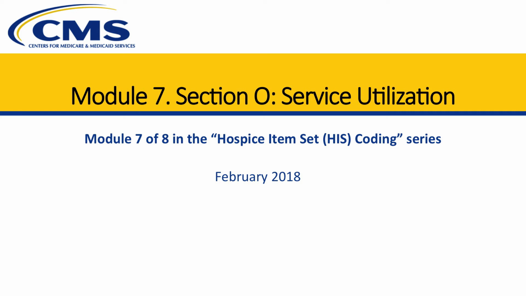Welcome to the Centers for Medicare and Medicaid Services module on Section O, Service Utilization. This module will introduce learners to HIS Section O, Service Utilization, which includes items O0500, Level of Care in Final 3 Days, O0510, Number of Hospice Visits in Final 3 Days, O0520, Level of Care in Final 7 Days, and O0530, Number of Hospice Visits in 3 to 6 Days Prior to Death. This is the 7th of 8 modules in the larger series HIS Coding Guidance.